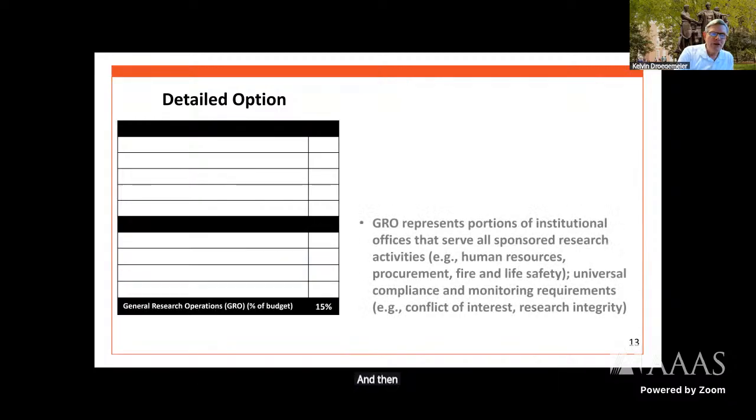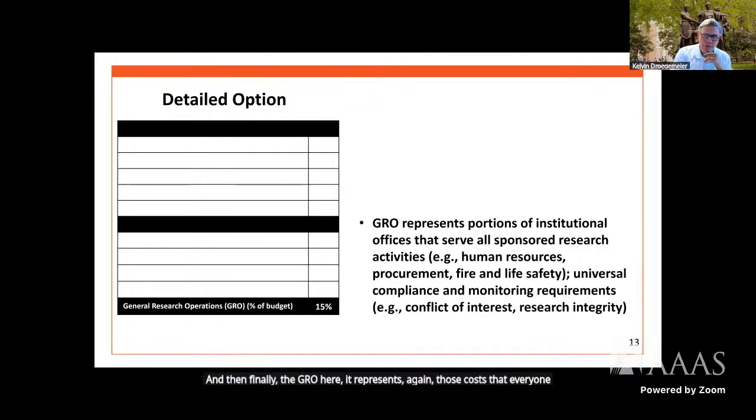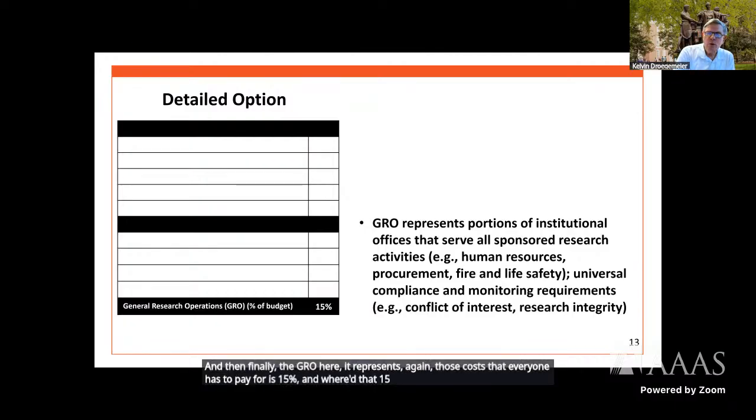And then finally, the GRO here represents, again, those costs that everyone has to pay for, and it is 15%. And where did that 15% come from? We analyzed data.